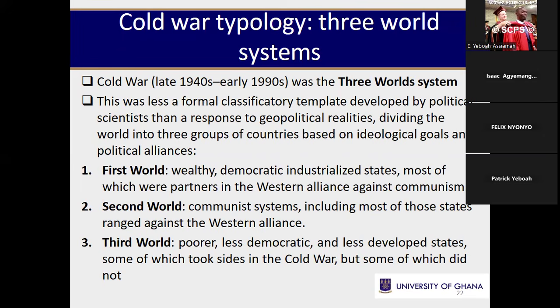The First World was mostly with the Western Alliance, okay? And they were against communism. And they had these features. Of course, they were developed. So you are right. But bring the ideological aspects, okay? The Second World, these were communist systems, and they were against the Western Alliance, whilst the Third World, very poor, less democratic, less developed. But this typology has ceased to exist.